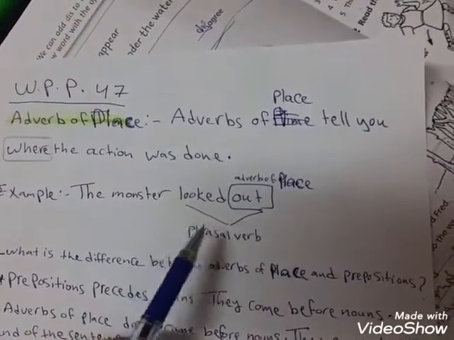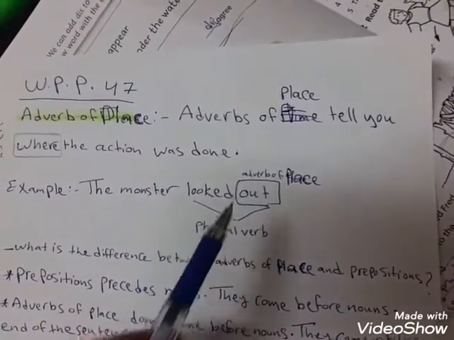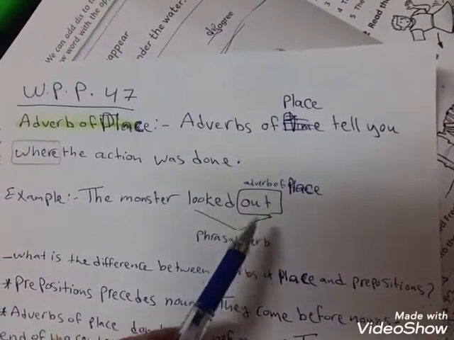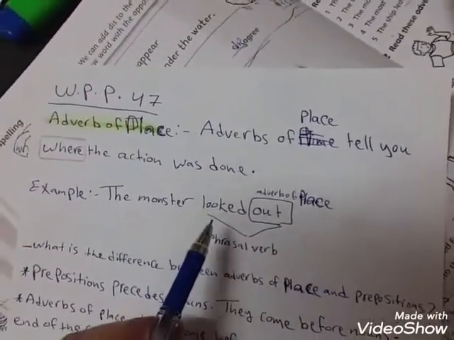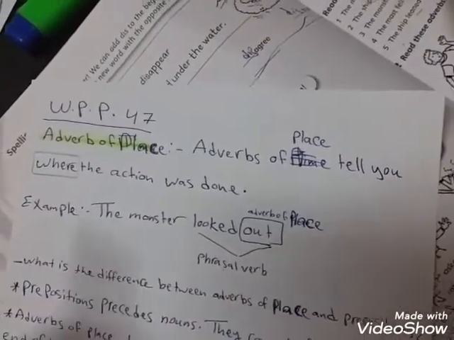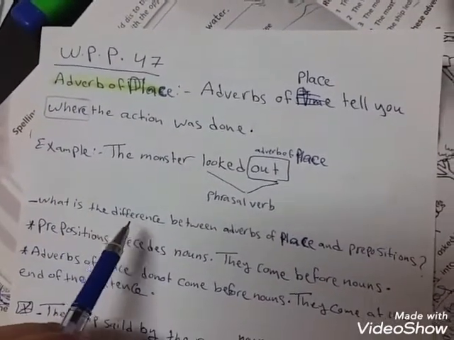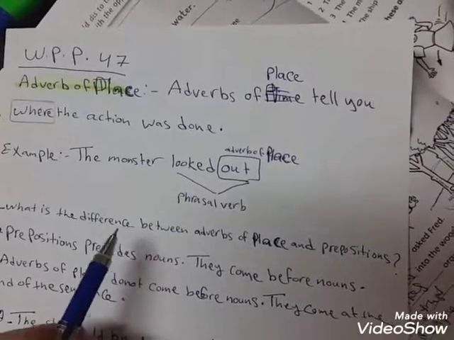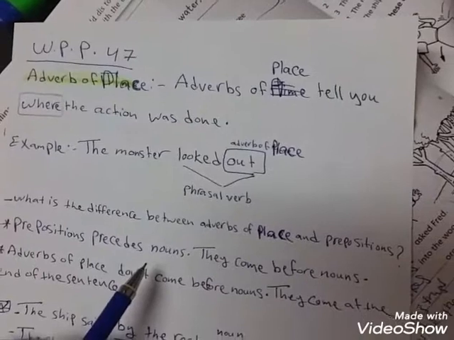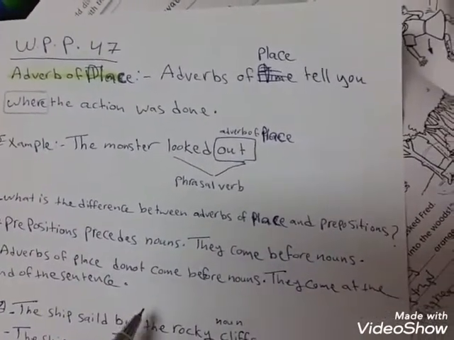Here, looked out comes as a phrasal verb, and phrasal verb means we have a verb plus an adverb of place. It's a phrase that consists of a verb and an adverb of place. Here we have a question that comes in students' minds. What is the difference between adverbs of place and prepositions? Prepositions precede nouns, they come before nouns, and adverbs of place do not come before nouns, they come at the end of the sentence.